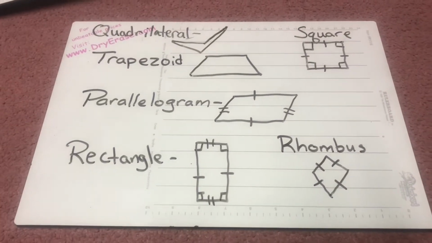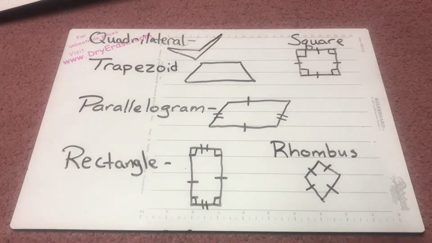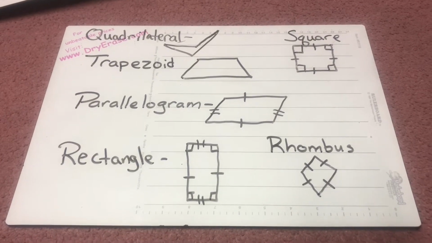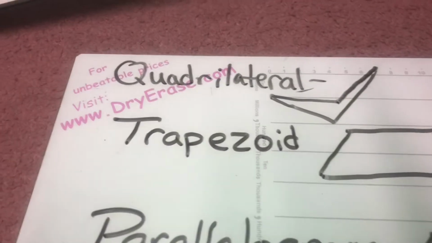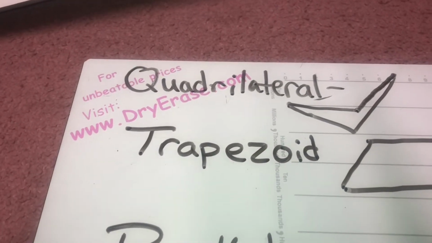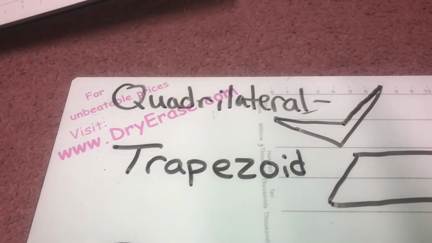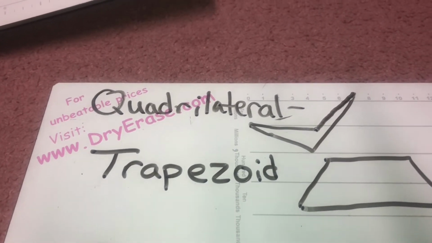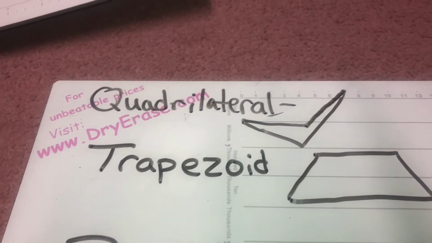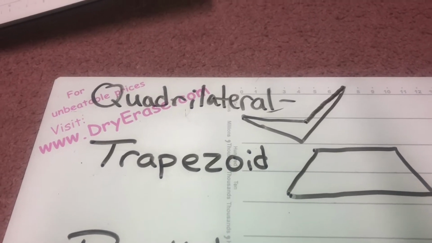Okay, fifth graders, we are continuing right along here in chapter 14. Today, the key word of what we're talking about today is this word right here, quadrilateral. A quadrilateral is a polygon that has four sides. And we're going to be looking at various types of quadrilaterals.